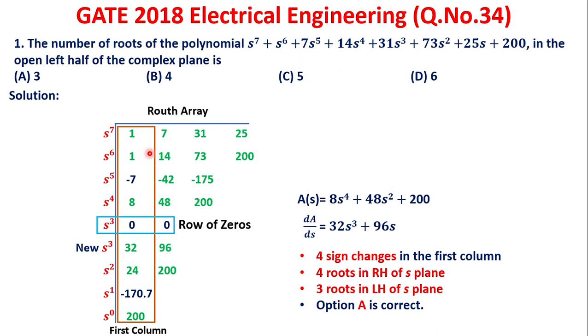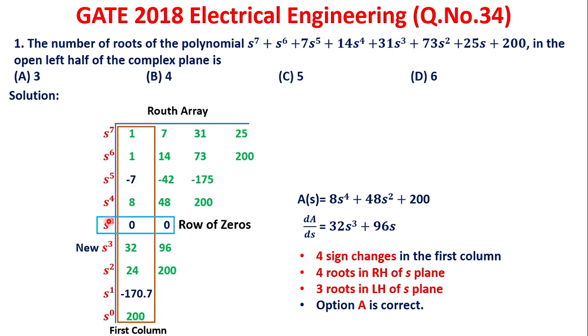So as usual, Routh array is formed like this. So 1, 7, 31, 25. Alternately from the highest power, we have to write the coefficients. The remaining coefficients should be written in the next row, that is the next power, s power 6. Then we have to formulate all the elements of the Routh array by the same procedure, that is 1 into 7 minus 1 into 14 divided by 1, that is minus 7. Then how we got minus 42? 1 into 31 minus 1 into 73 by 1, like that. We have to evaluate all the elements of the Routh array.